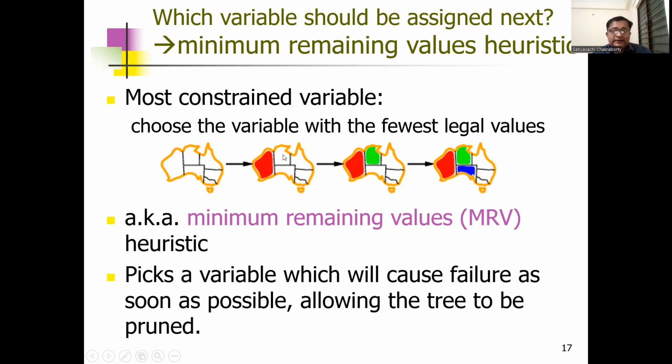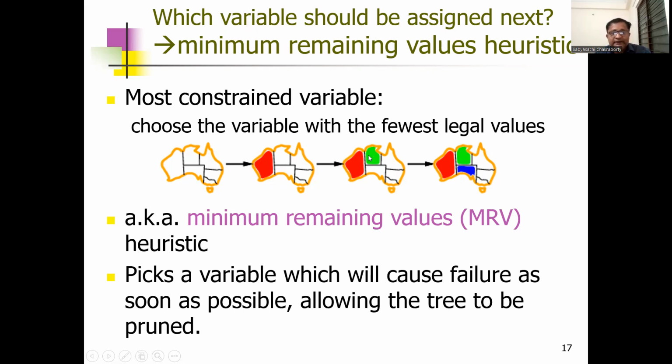So we choose among the least remaining values, the most constrained variable. Among these 5, Northern Territory, South Australia, Queensland, New South Wales, and Victoria, Northern Territory and South Australia are definitely the most constrained variables because they have only 2 colors in hand, whereas the other 3 can spare 3 colors. Most constrained means they have the minimum remaining values available to be assigned.